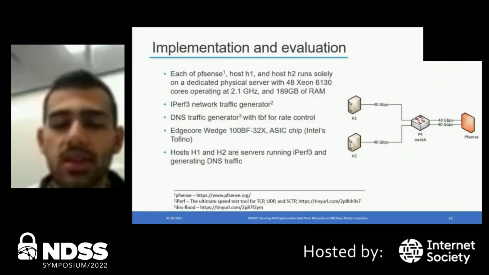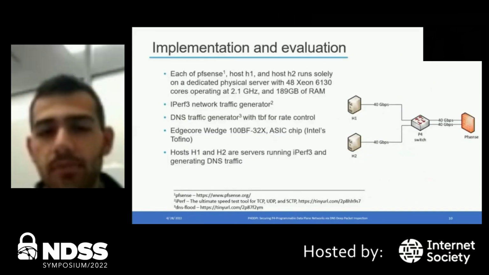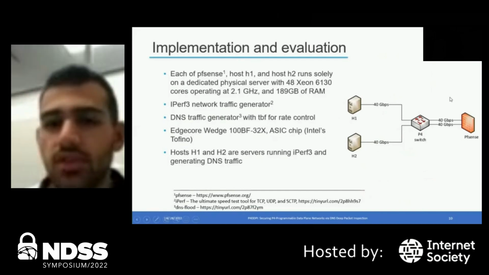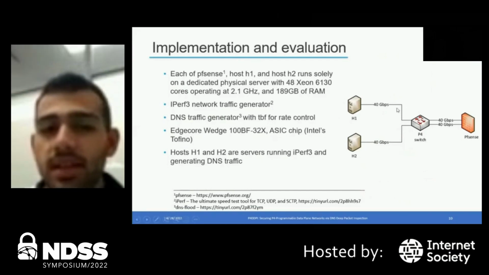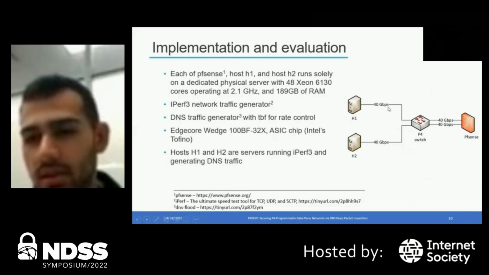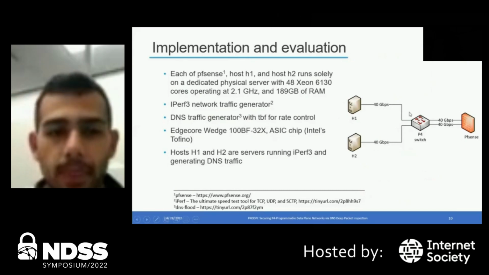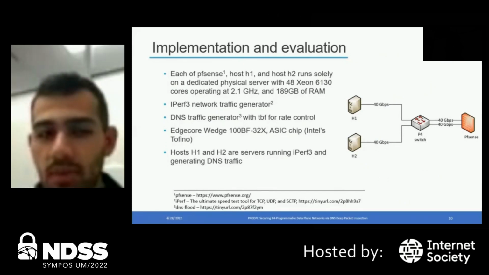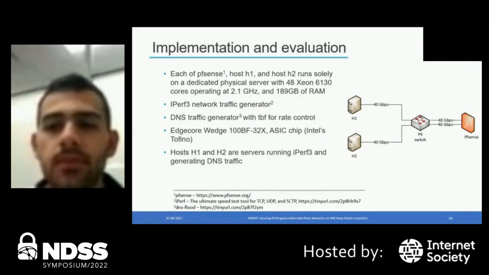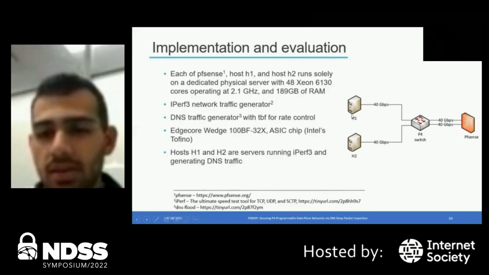So our implementation and evaluation setup is as follows. We have two hosts and the pfSense firewall, and essentially we connect everything through a 40 gigabit link. The hosts generate network traffic through iPerf as well as DNS traffic using a DNS traffic generator. All the hosts and pfSense run on a dedicated server.